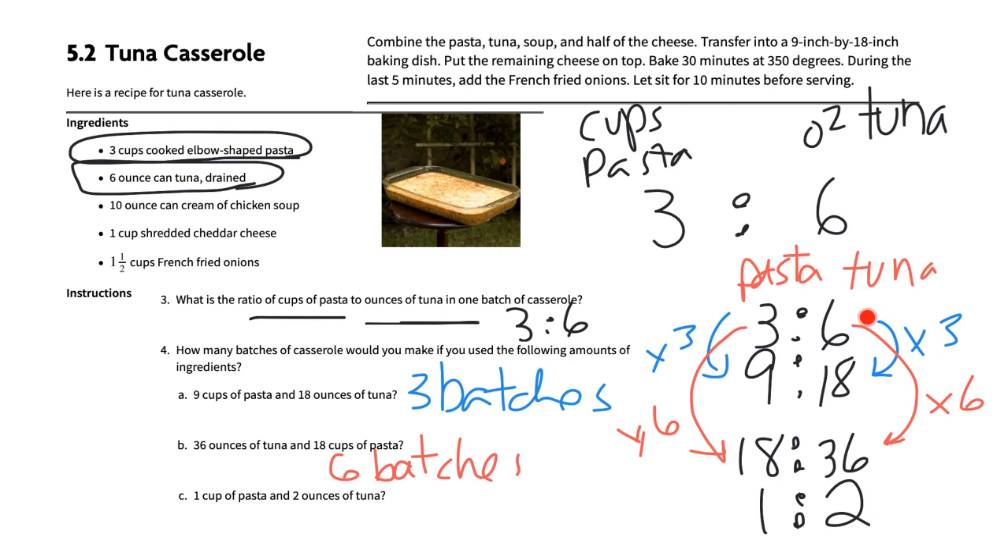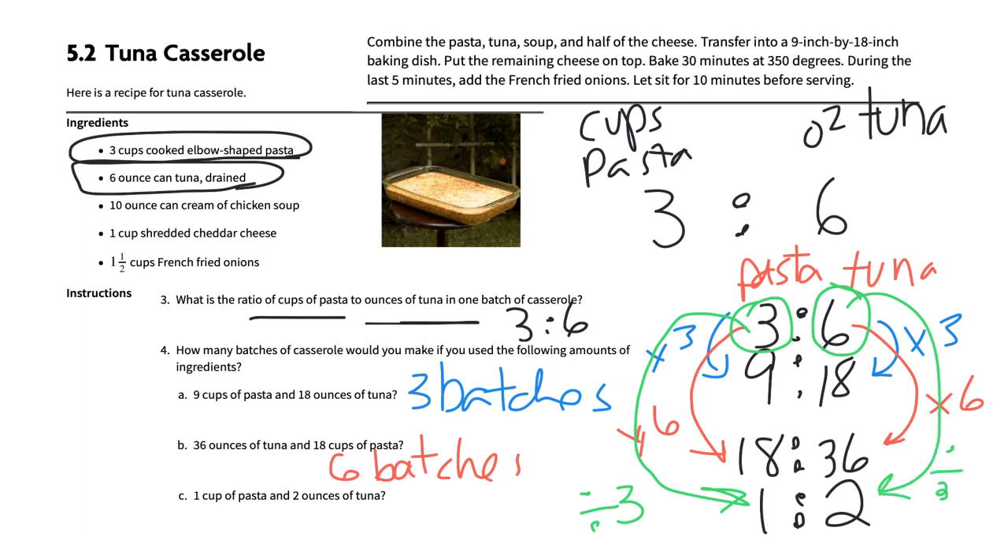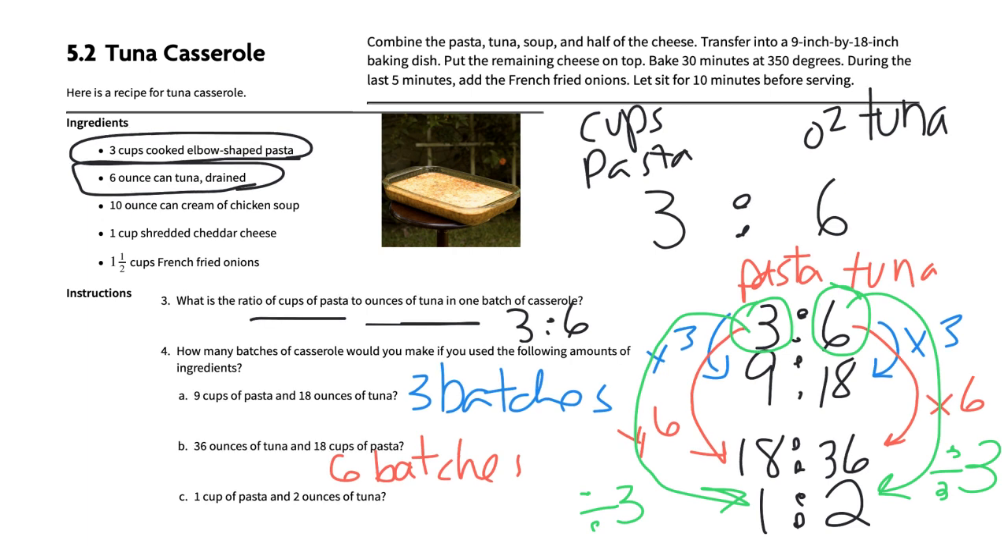So if the original is 3 to 6, how did we get down to this 1 to 2? Well, we had to take that 3 and divide by 3 to get 1, and we had to take that 6 and divide by 3 to get 2. So that means how much of a batch did we do? We did 1/3 of a batch.